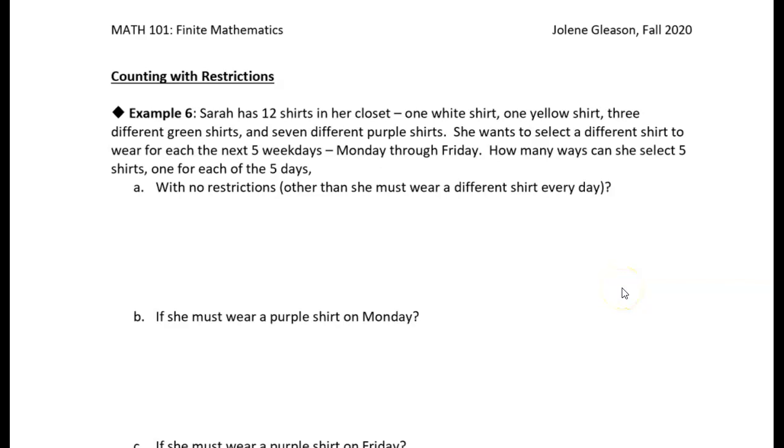All right, the next example we're going to look at involves some restrictions. The other examples were pretty straightforward, but sometimes we have restrictions on certain choices that we have to make. So let's take a look at example 6.